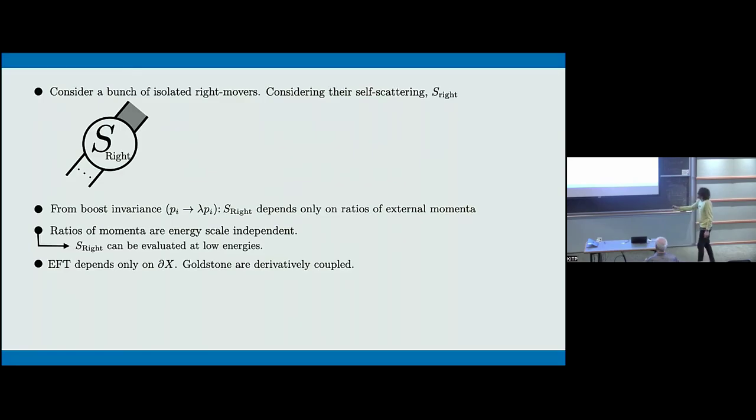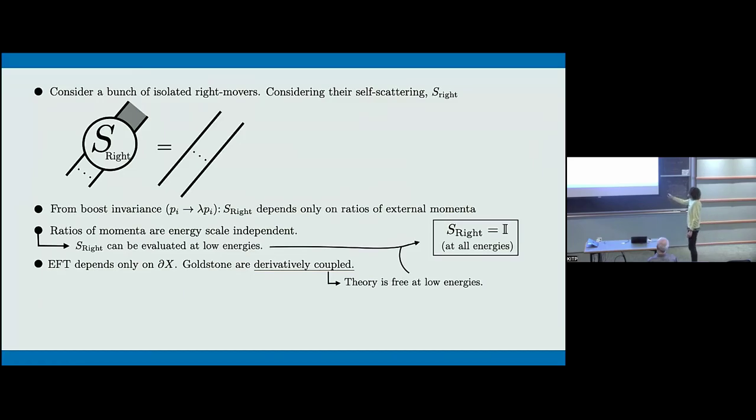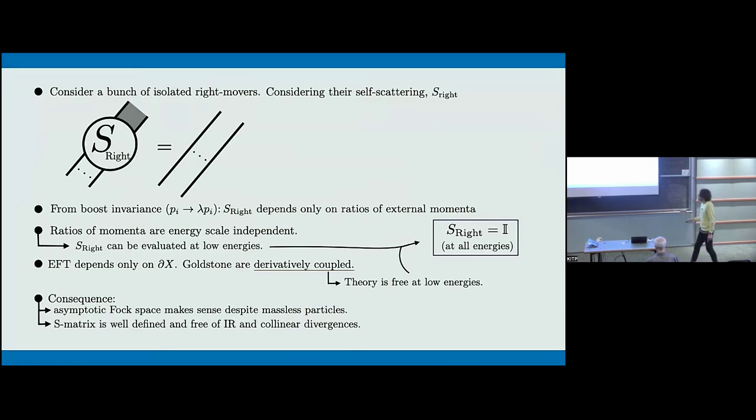Now, at low energies, we can evaluate everything in terms of the effective field theory, which depends only on derivatives of the transverse coordinates. So the Goldstones are derivatively coupled, which means that all interactions come with powers of momenta, and so the theory is free at low energies. Now, combining these 2 facts, we find that actually isolated right movers don't interact. They are free particles. As a consequence, the asymptotic Fock space makes sense despite having massless particles in 2 dimensions, because they're effectively free particles. And in fact, the S matrix is well defined and free of infrared and collinear divergences, which of course is something you can check with explicit effective field theory perturbation theory.